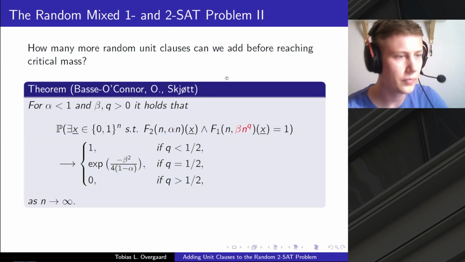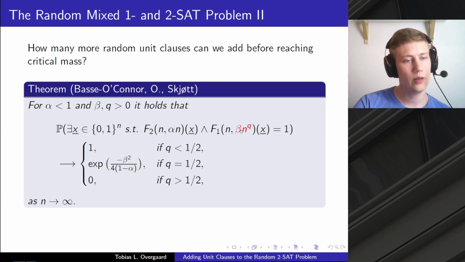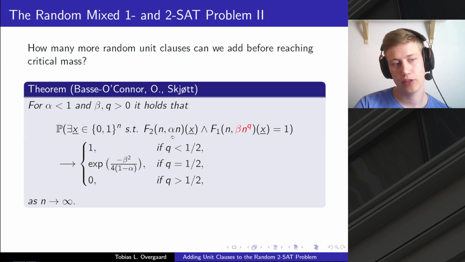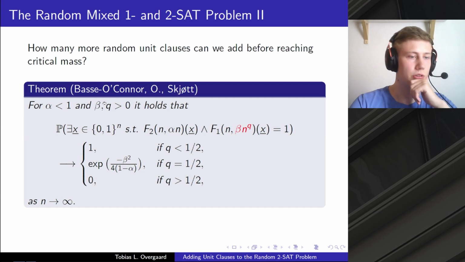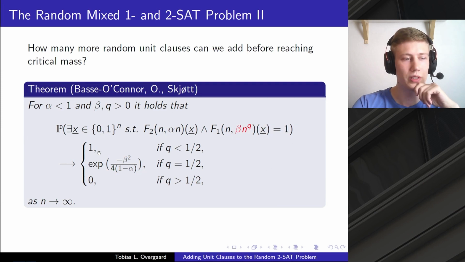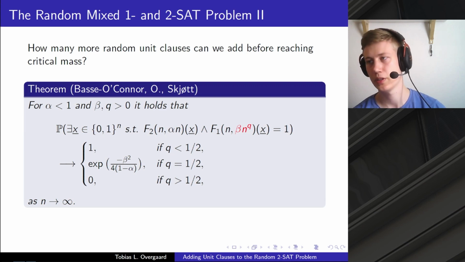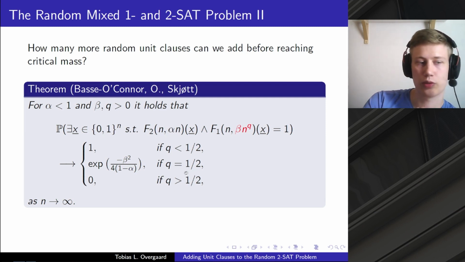And here's the answer. So again, alpha smaller than 1. We still have the random 2-SAT formula here, and then we're adding a number of 1 clauses, n to the qth power, with proportionality constant beta. The statement is that the probability that this formula is satisfiable will be 1 if we're adding anything less than square root of n 1 clauses. And it will be 0 if we're adding anything more than square root n. But exactly at square root n, we get this probability here: e to the minus beta squared, where beta was the proportionality constant, divided by 4 times 1 minus alpha.